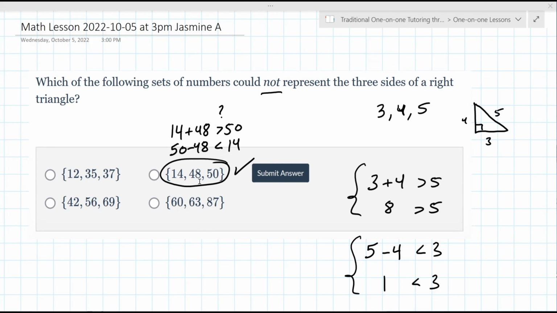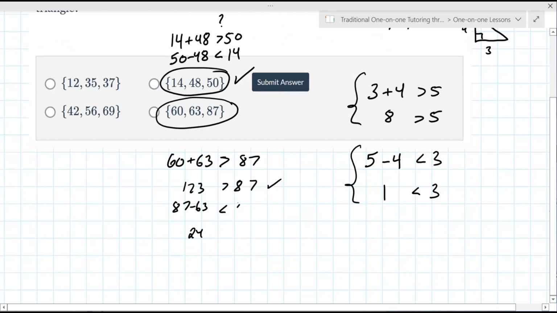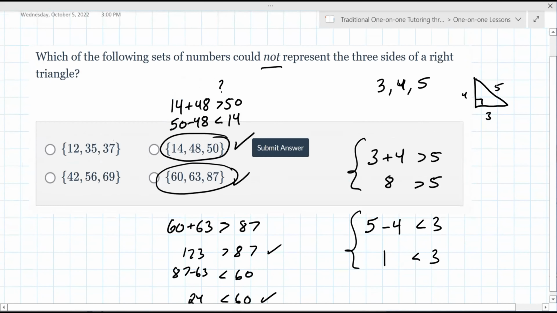So let's look at this next set of numbers, 60, 63, and 87. You add 60 and 63, okay? That's 123. Is that greater than 87? Yes, it is. So that's good. Then you take the two larger sides, 87 and 63, and subtract them. That's 24. Is that less than 60? Yeah, it is. So that one also works. You might be thinking, well, maybe they all work. Well, let's look at the answer. This is actually the correct answer here.